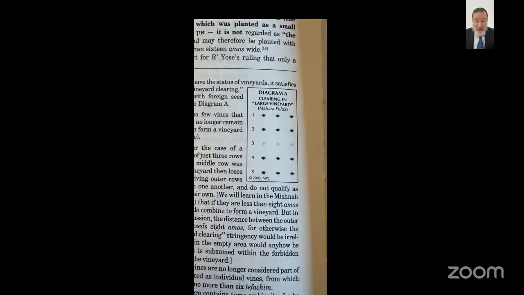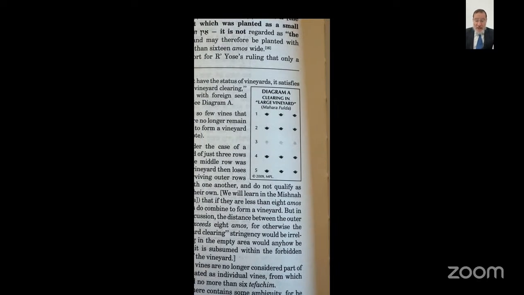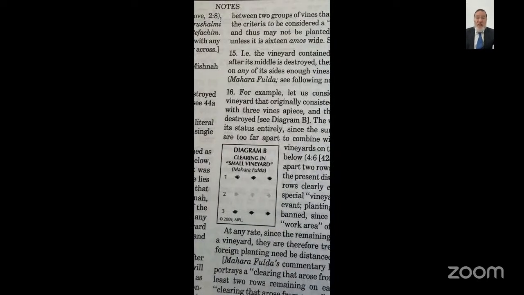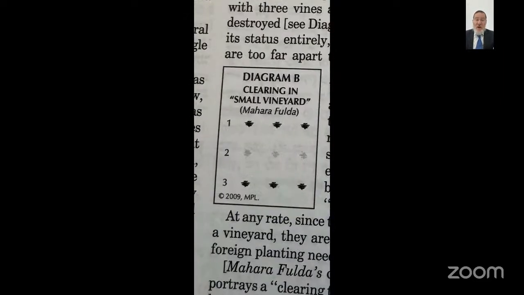But if you only lechatchila had a small vineyard, that will be defined here as 3 rows. In other words, of course, a small vineyard can also be 2 rows. But we're trying to give you a scenario where you uproot the middle, even though physically it's flanked by both sides, but it's not flanked halachically by both sides, because on the top you only have a row, and on the bottom you only have a row. That's called karachas hakerem.